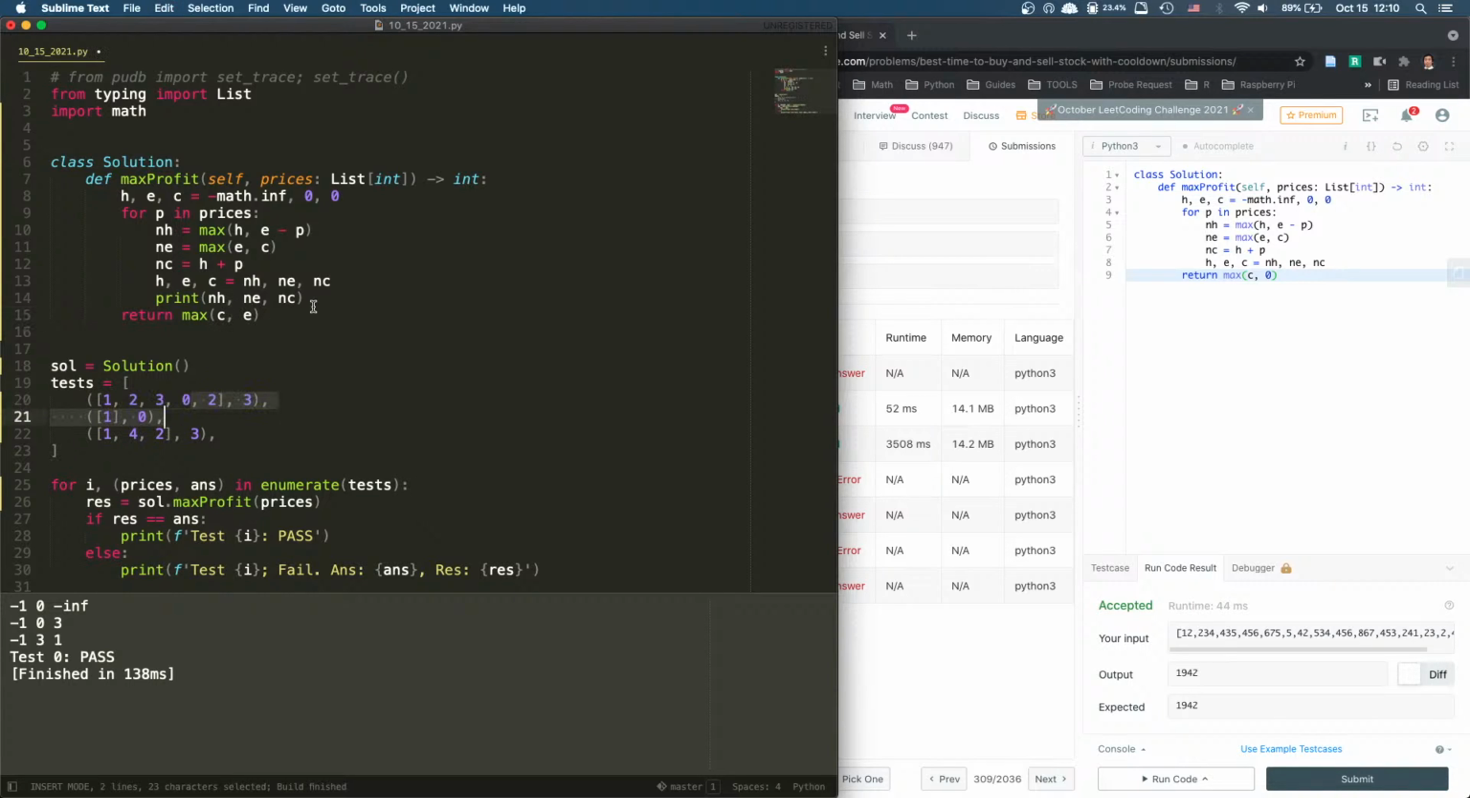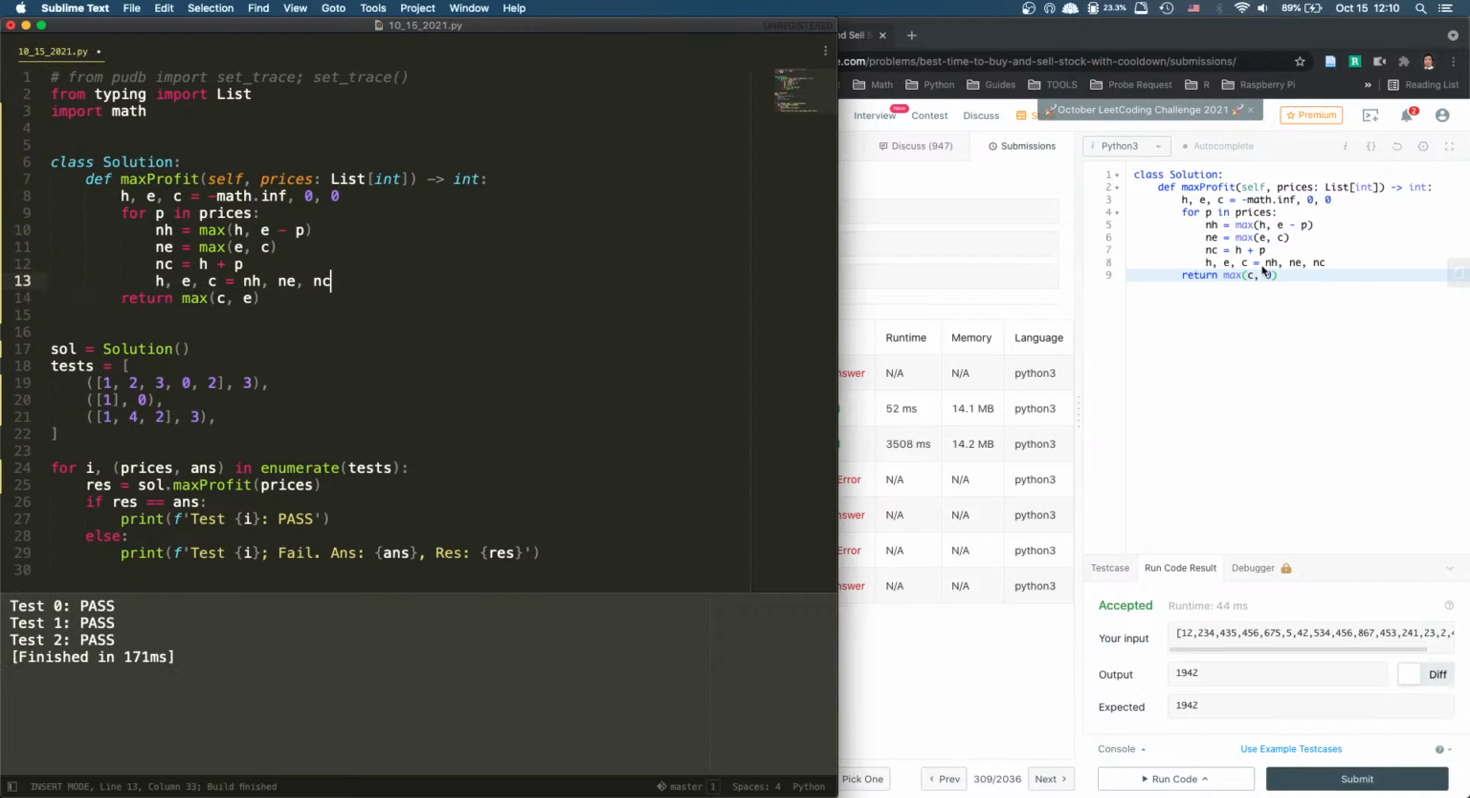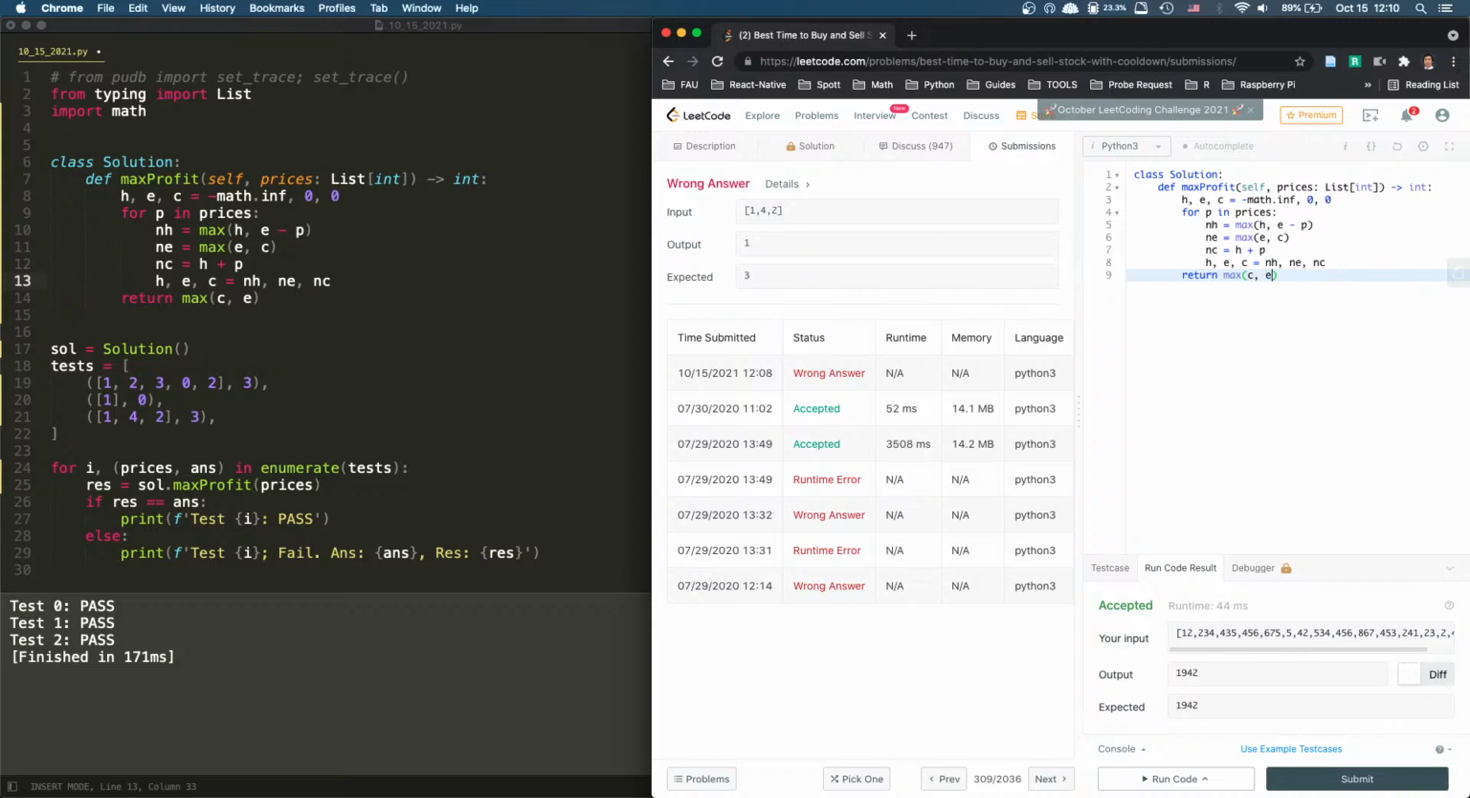And then this probably passes as well. Yep. The max is it can be an empty state or a cooldown state. Try it again.